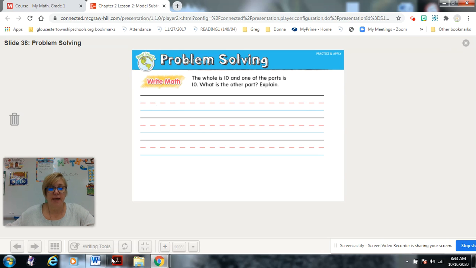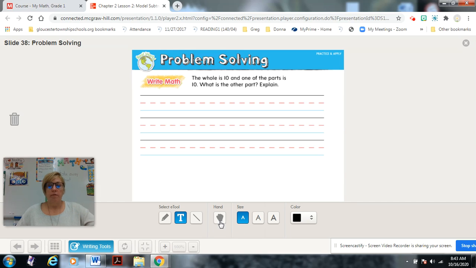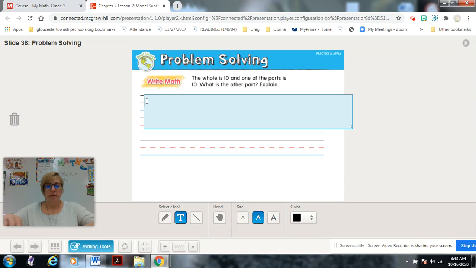Okay, let's figure this out. Well, if the part is 10, the whole is 10, and the other part is 10, I moved them on my counters. The other part is 0. That's right, because you took everything away from the whole.